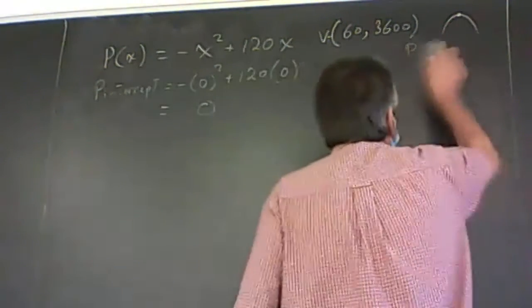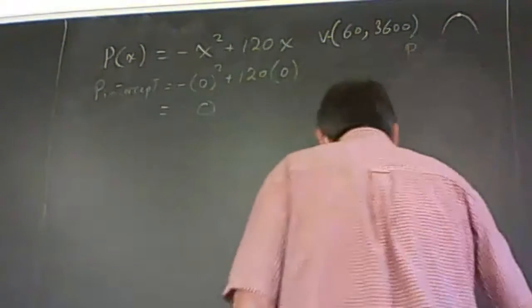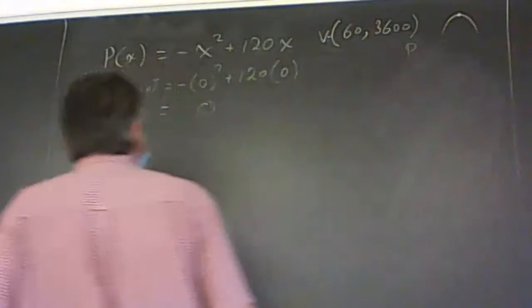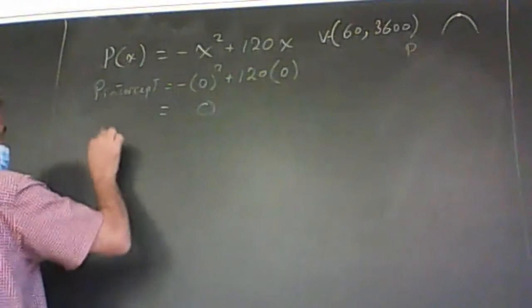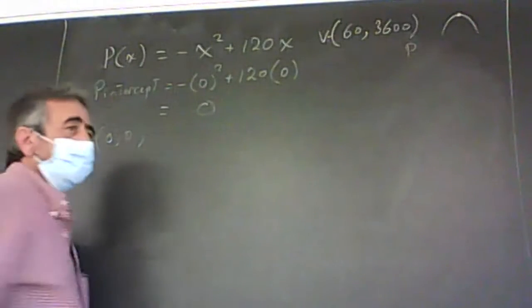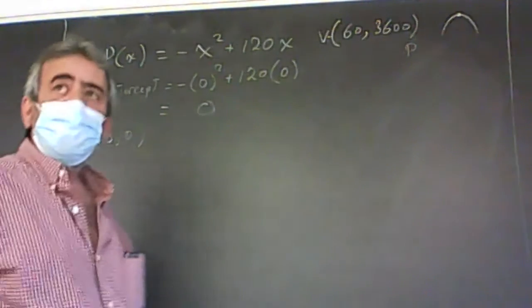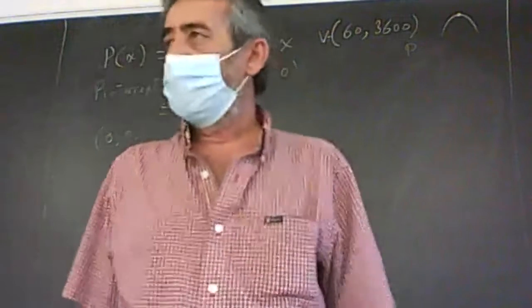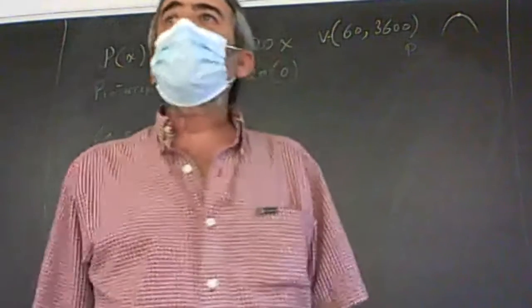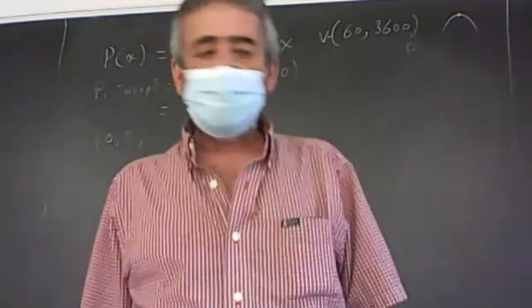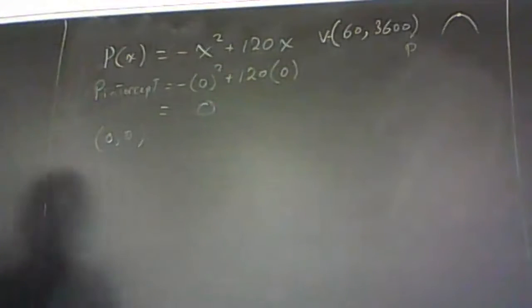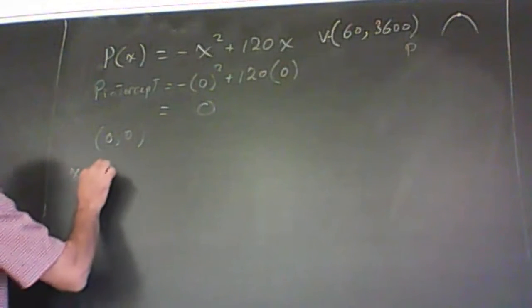So the intercept is 0, 0. That's the horizontal intercept. I mean the vertical intercept. Whether you call it p, y, whatever, same thing. So now how do I find the x-intercept?